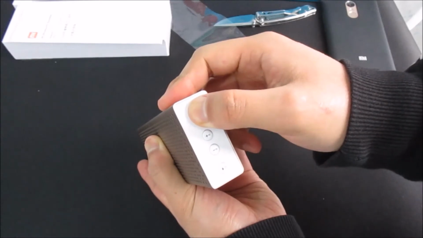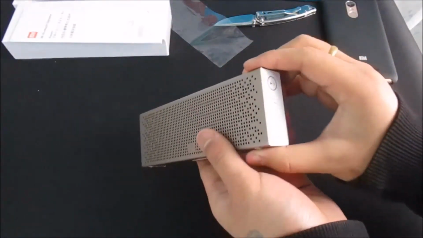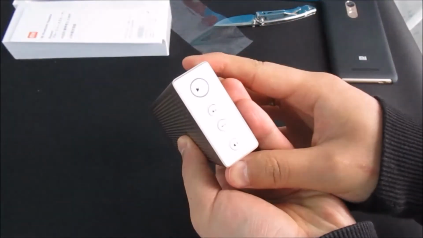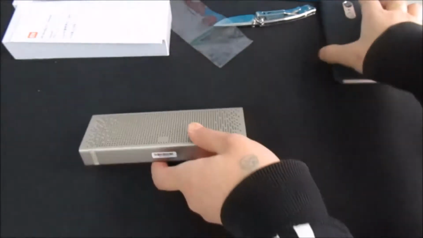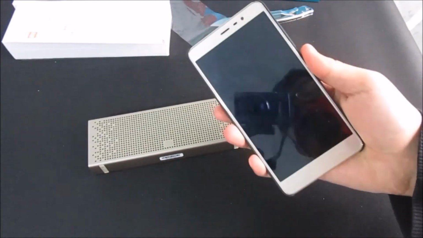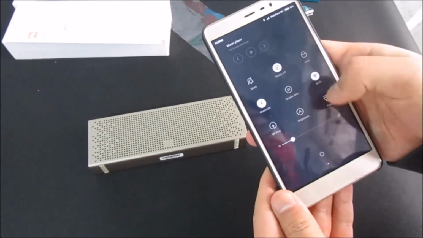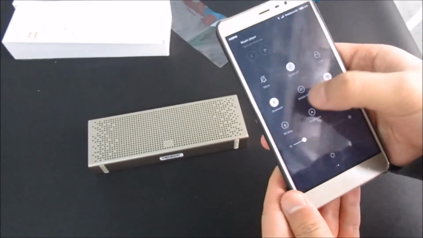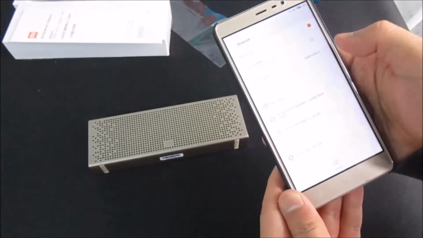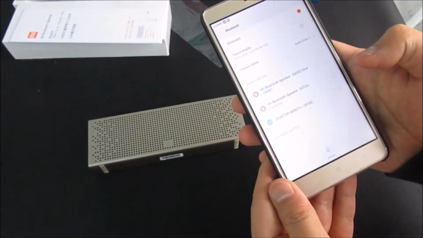Right, so let's power on this device. Battery power is about 70%. Okay. Let me quickly pair this device. Oh no, my battery is about to die. I think this is the one. Connected.